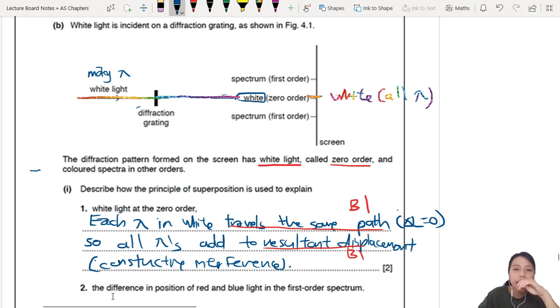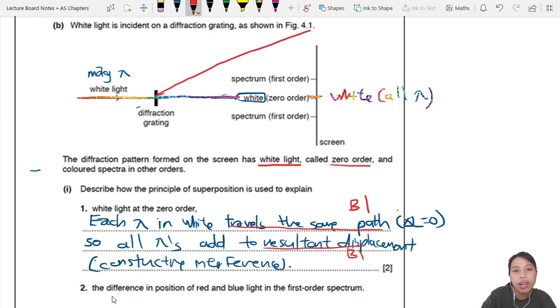They say, describe how you can explain the difference in position of red and blue light in the first order spectrum. So yes, your red and blue light will spread out differently because they have different wavelength. So, for example, if I want to look at red light compared to blue light, your red light would have something like this. Sorry, blue light, red light. Red light will diffract a lot. Blue light will diffract maybe lesser because wavelength smaller. So if this is your first order spectrum, it is also your first order spectrum.